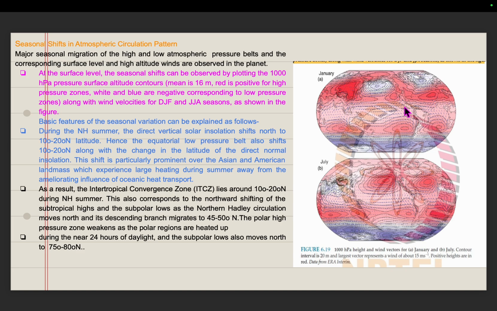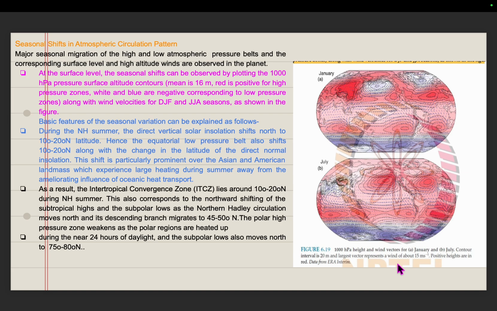January is when it is southern hemisphere summer, and July is when it is northern hemisphere summer. The contour intervals are of 20 meters, and the largest vector represents wind of about 15 meters per second. Here positive values are denoted with the red color. The basic features of this kind of seasonal variation plot can be explained as follows.